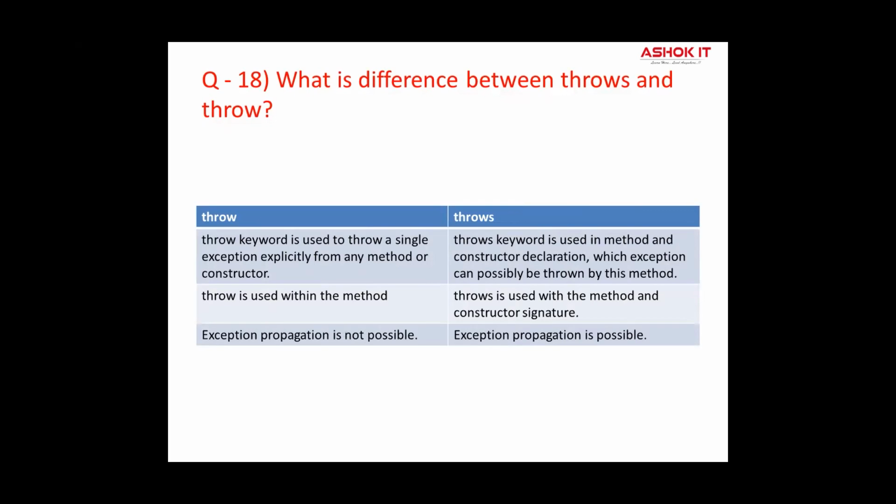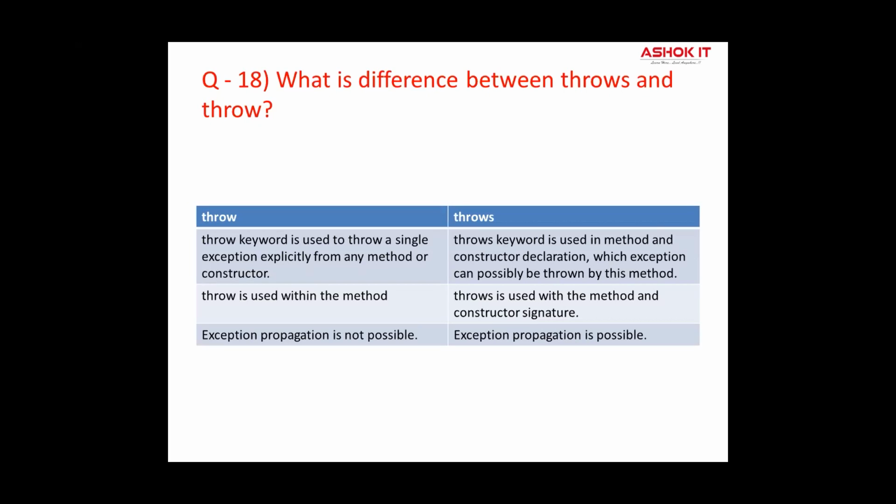Again, the throw keyword is used to throw an exception explicitly. It can throw only one exception at a time, whereas the throws keyword can be used to declare multiple exceptions, and they are separated by a comma. Whichever exception occurs, if matched with the declared one, it is thrown automatically.